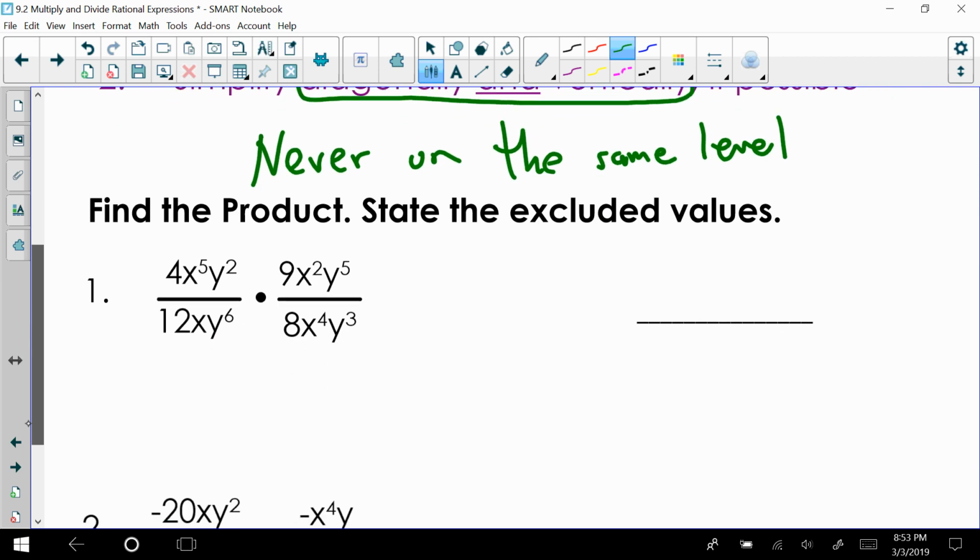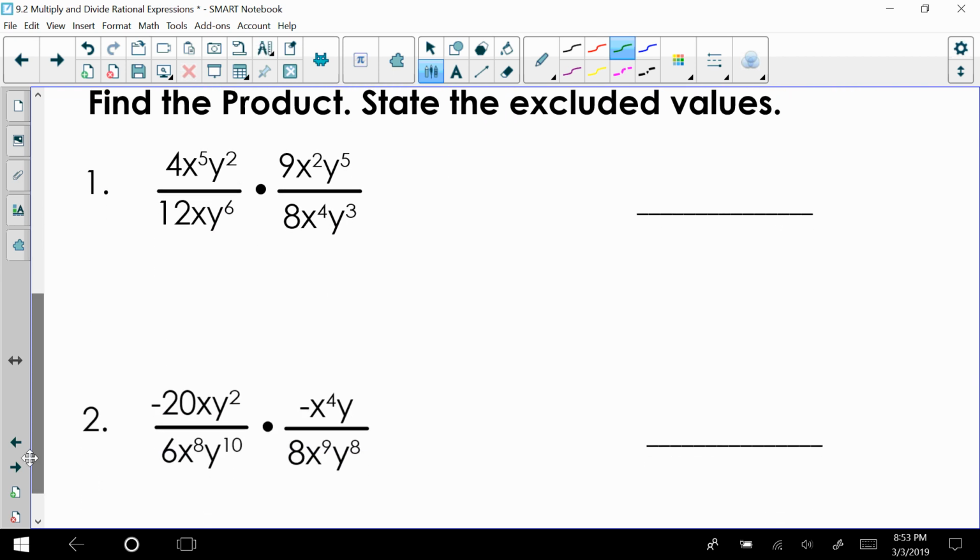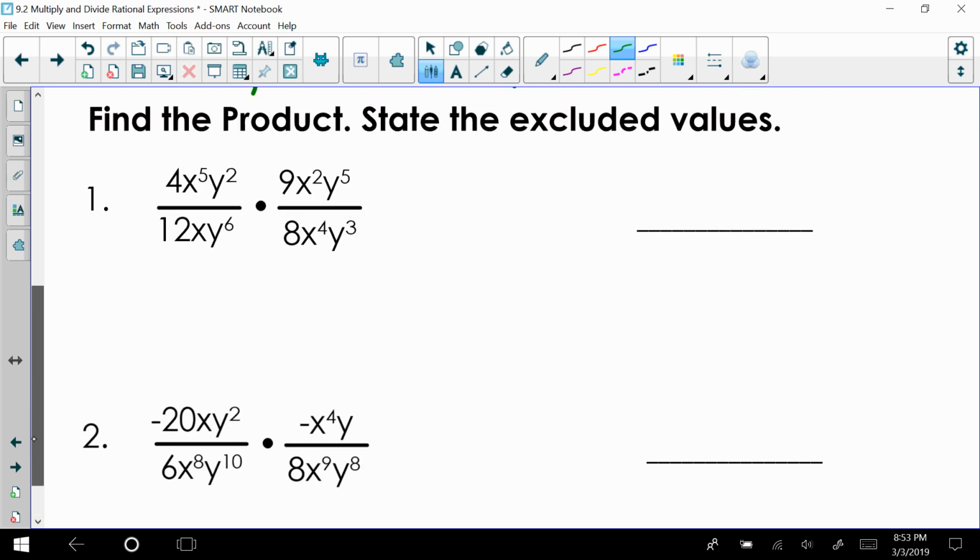All right, so here we go. It says find the product of these two. I only have two examples here, and we're only going to do these two. Big thing here is we've got to state excluded values. All righty, here we go.